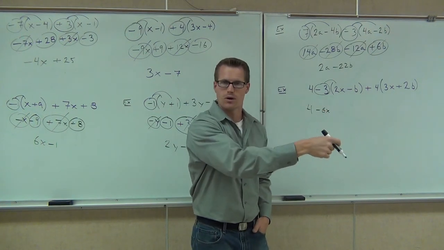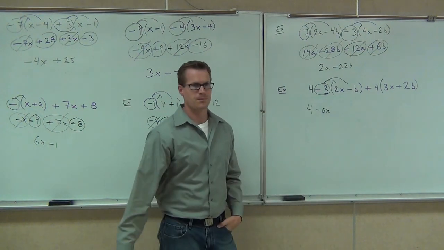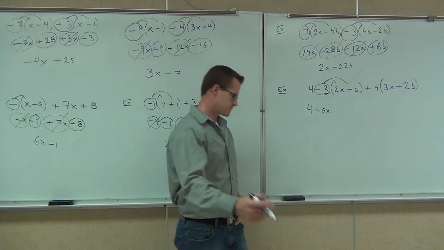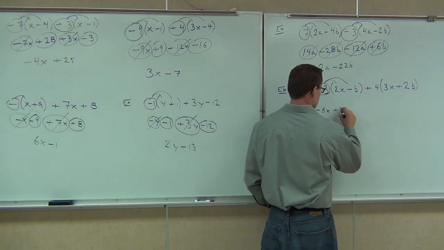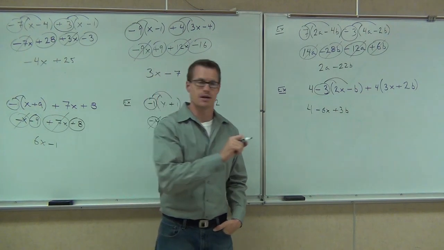That's the more important part of this, where people make mistakes. But you're not going to. You're going to get what? Plus 3b. Explain why it's plus. Negative 3b. Very good. Cool, that's exactly right. If you guys can do that, you're going to be set.